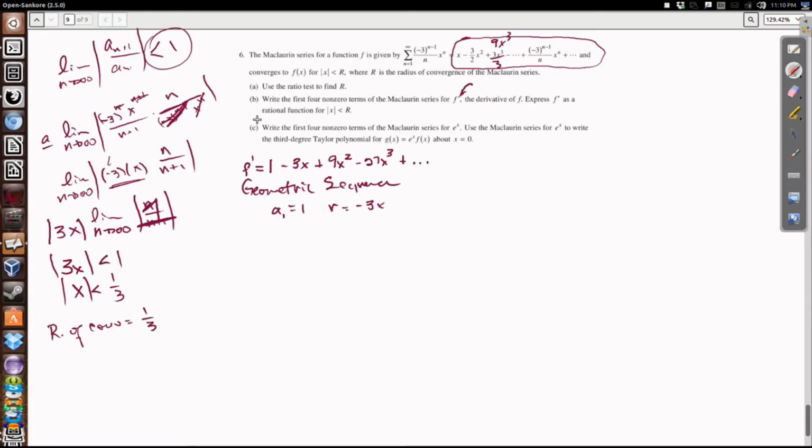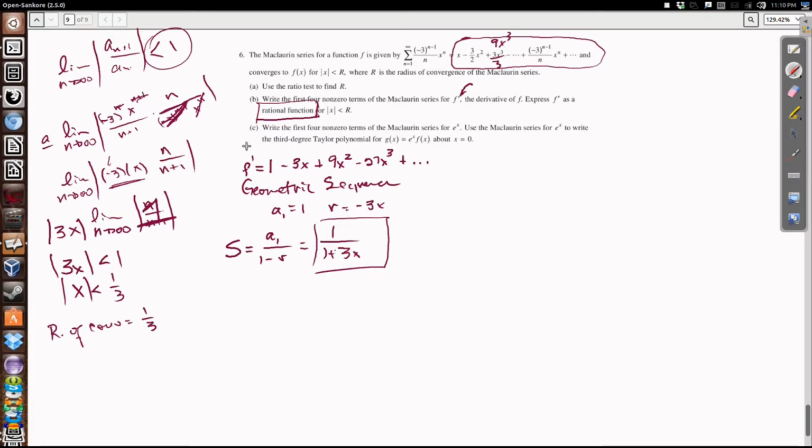And that's important because we're looking for a rational function to represent this. And I know that the sum ends up being the first term over 1 minus r, which for us would be 1 over 1 minus negative 3x. So that's really 1 plus 3x. And this is a wonderful representation for f prime. And of course, it was important for me to make sure that I put the first 4 non-zero terms of this. I put equality because the sequence does continue, but these are the first 4 non-zero terms here.